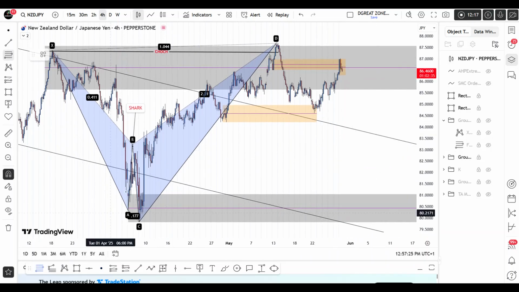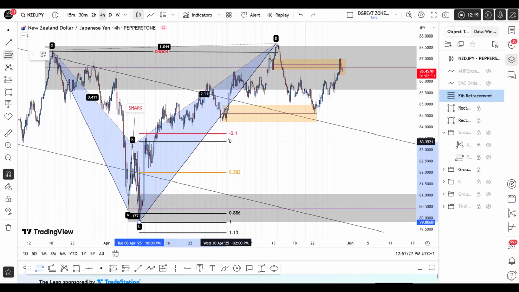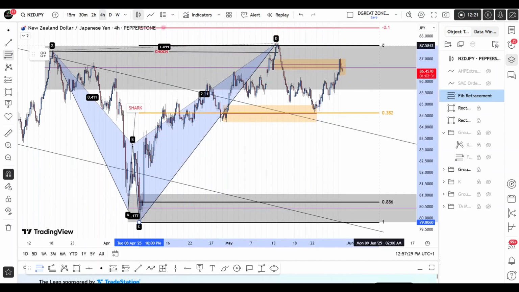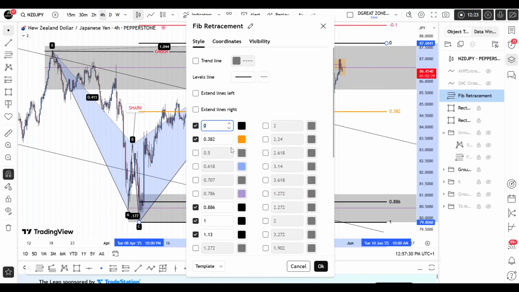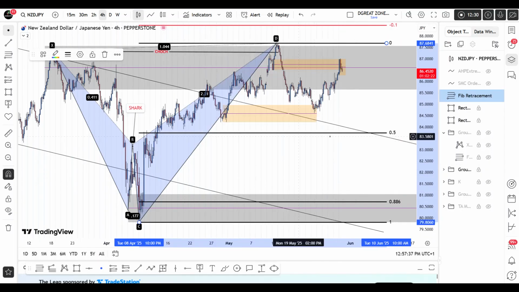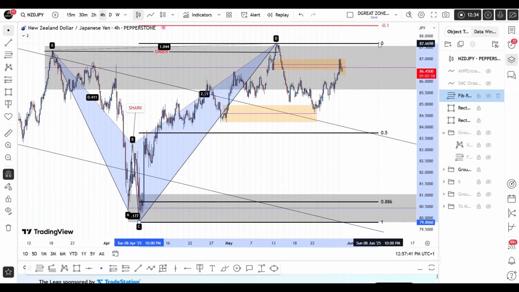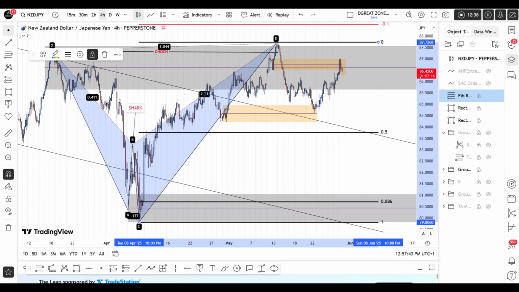For the target, we look at 0.5 and 0.886 measured from C to D. That is the take profit level of a Shark pattern. So 0.5 and then 0.886, these are the take profit levels of a Shark pattern. This is what we'll be looking out for on NZDJPY.